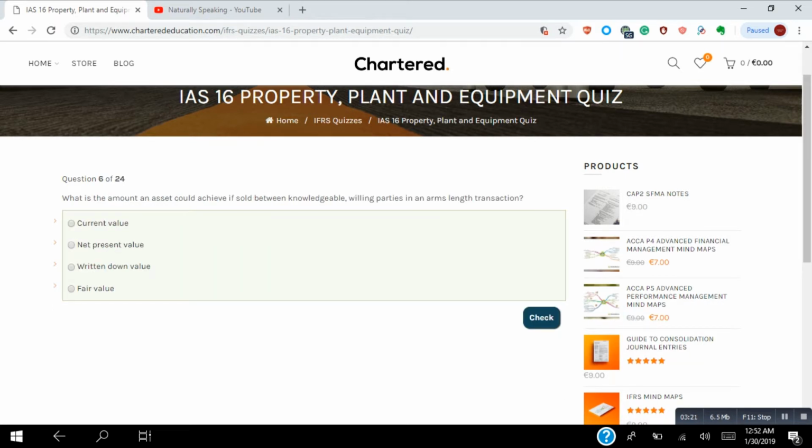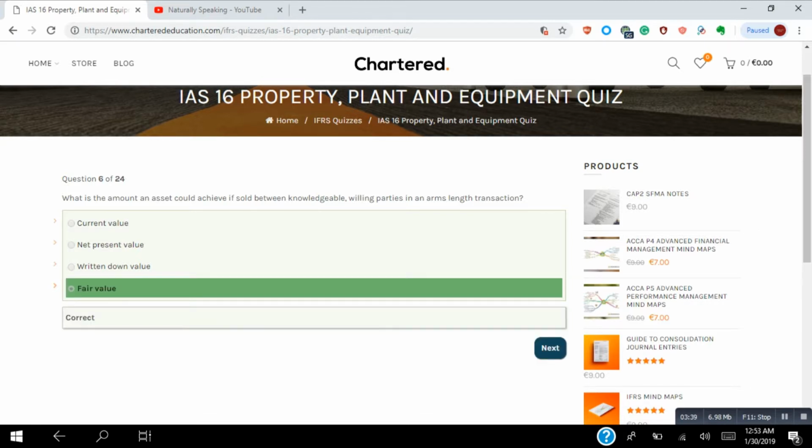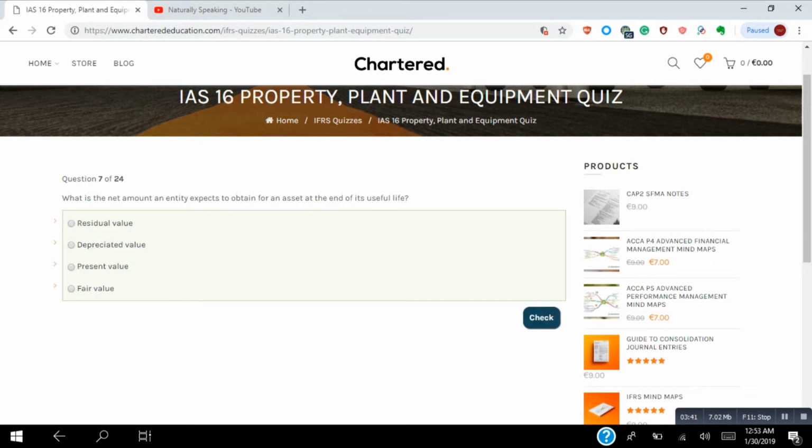What is the amount an asset could achieve if sold between knowledgeable willing parties in an arm's length transaction? Current value, net present value, written down value, fair value. Fair value is the correct answer. What is the net amount an entity expects to obtain for an asset at the end of its useful life? Residual value, that is the correct answer.